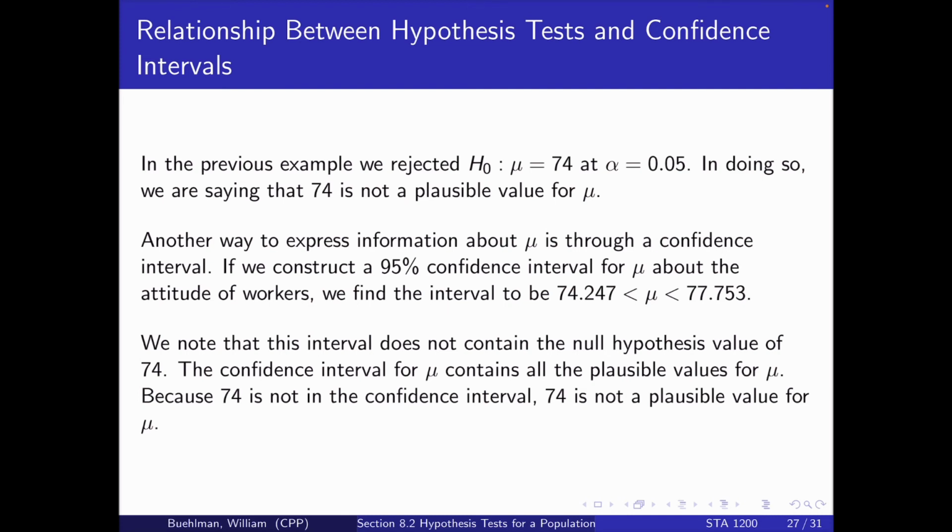74.247 is less than mu, which is less than 77.753. We note that this interval does not contain the null hypothesis value of 74. The confidence interval for mu contains all plausible values for mu. Because 74 is not in the confidence interval, 74 is not a plausible value.